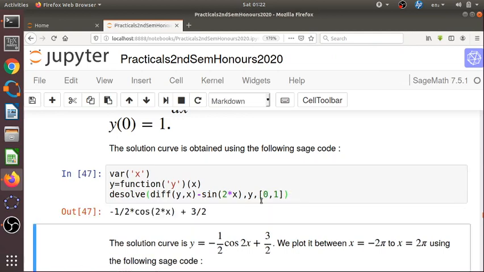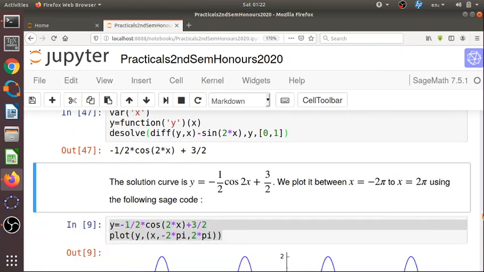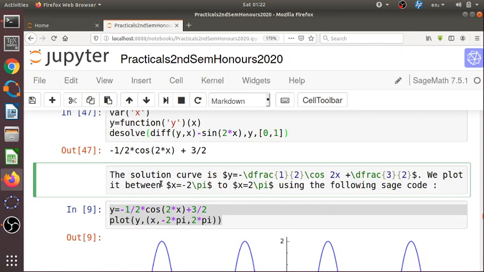If you just press shift enter, it's minus half cos 2x plus 3 by 2. Okay, so the solution curve is this. This also we can write in markdown. The solution curve is within dollar symbols, you can write y equal to minus \dfrac. Whenever I want to write some fraction, I'll use \dfrac. By now most of you might have understood this part. Say 3 by 2, I have written it as \dfrac{3}{2}.